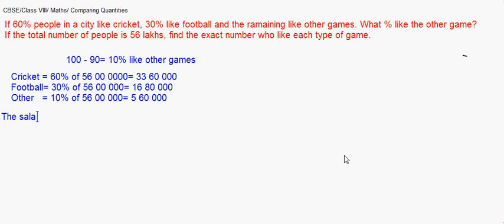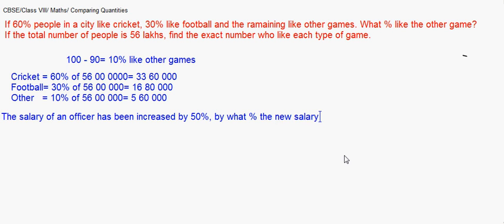The salary of an officer has been increased by 50%. By what percent must the new salary be reduced to restore the original salary? Sorry, I write it below.